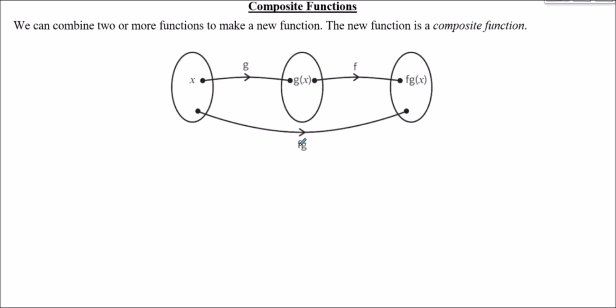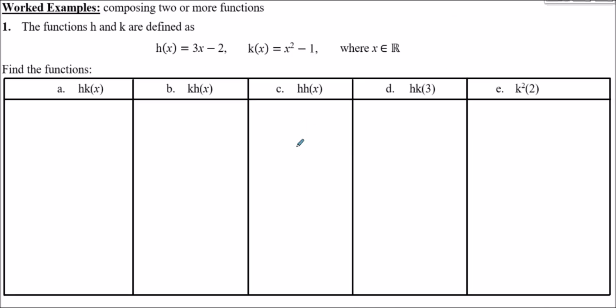And if you look here, we actually work from back to front. So fg of x doesn't mean we perform f first and then g upon the input. As you can see here, we perform g first and then f. So fg means actually g's been performed first and then f secondly upon that. So let's try that with a few worked examples now where we're going to compose two or more functions together.